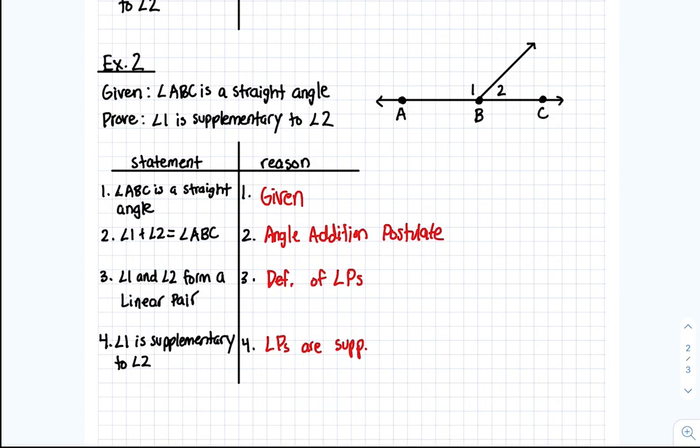Again, this is a progression. So you guys just have to get used to the definitions, know the definitions, and know when to apply the definitions in your proofs. We will be practicing this on Friday, so be prepared and good luck, okay?